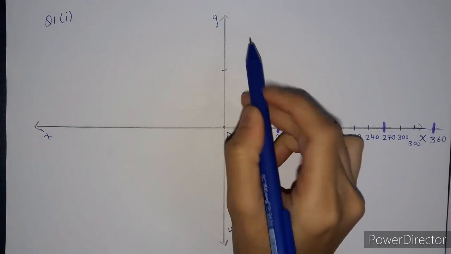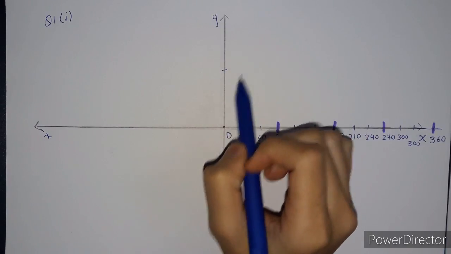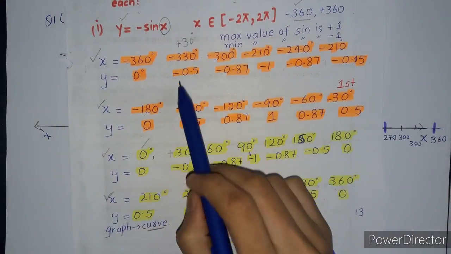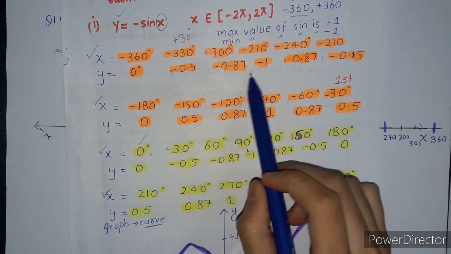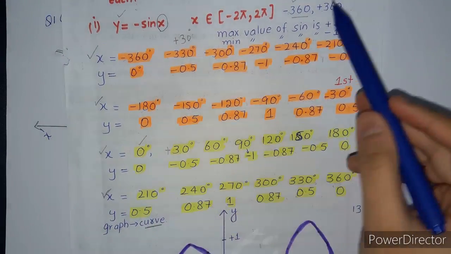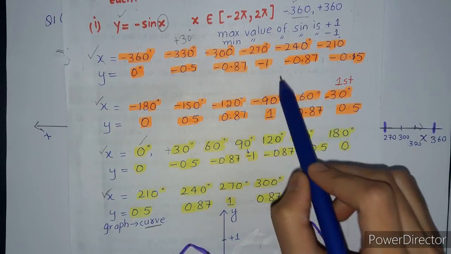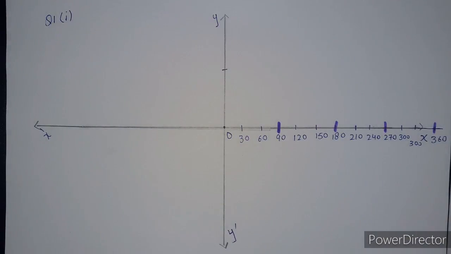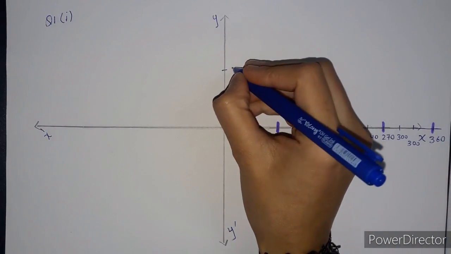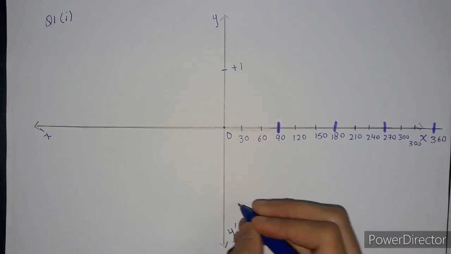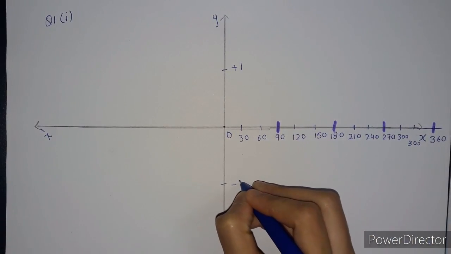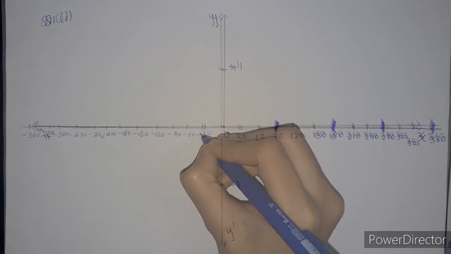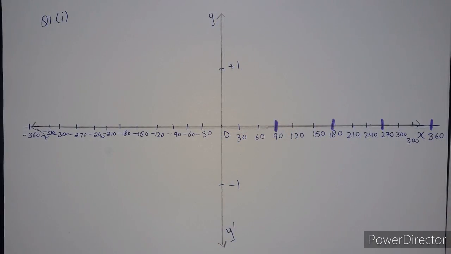So the maximum value of y is 1 and the minimum value of y is minus 1. You can see here the y is minus 0.5. 0.85 means the maximum value is 1 and the minimum value is minus 1, minus 0.5. So writing that, here would be positive 1 and here would be negative 1. Writing the values of negative 1, I have written the value with negative sign.